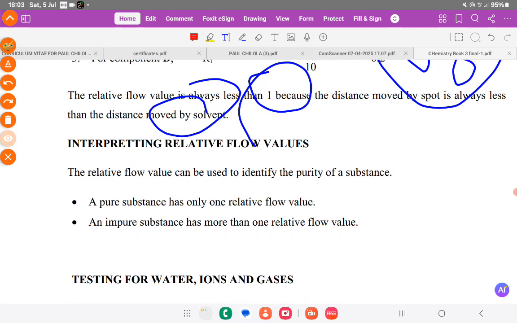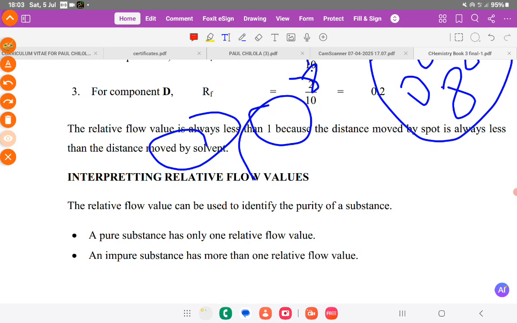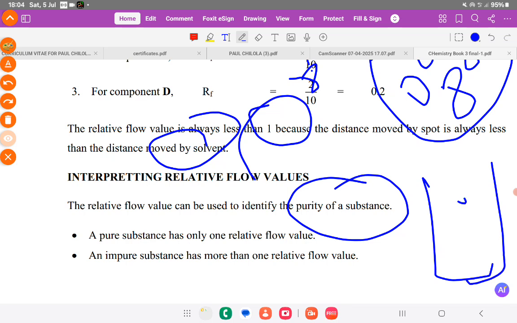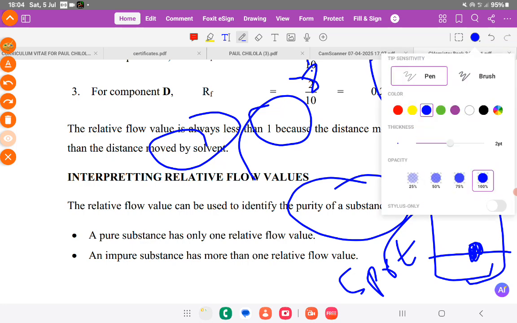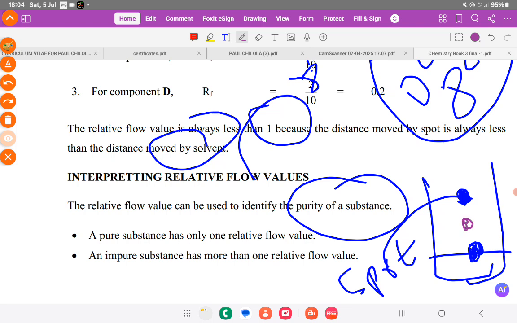So how do you interpret relative flow values? The relative flow values can be used to identify the purity of a substance. Remember, chromatography can help you to determine whether a substance is pure or not. If the substance is pure, it will form only one spot after chromatography. So this is the original, and this is one spot. That tells you that the substance is pure. But if there are several spots, let's say you have another spot here, of a different color, then it means that there are two substances formed.